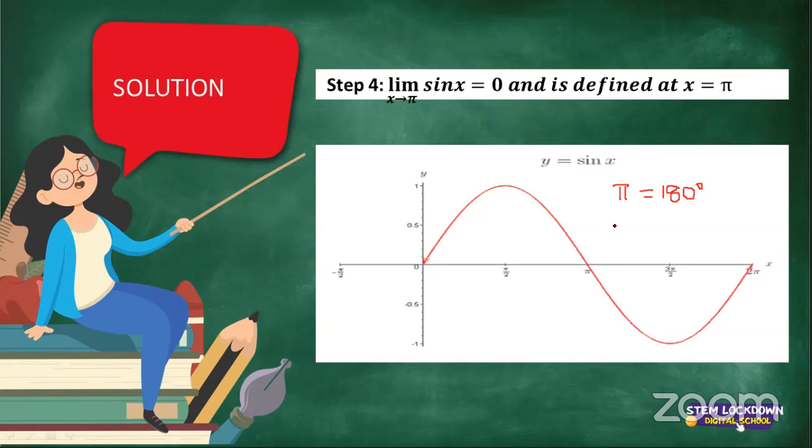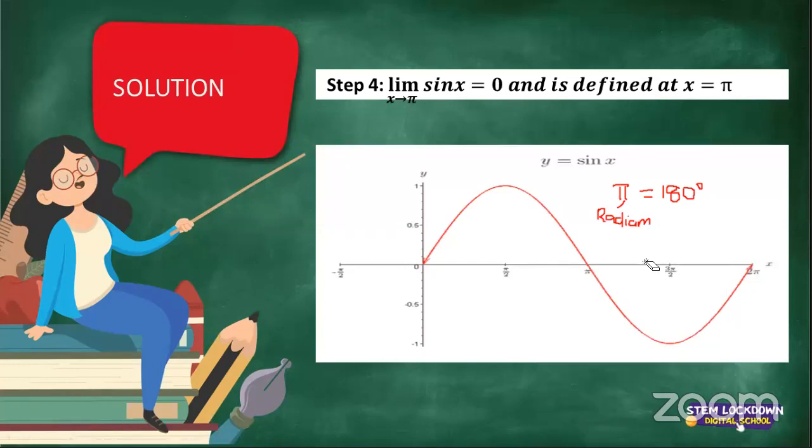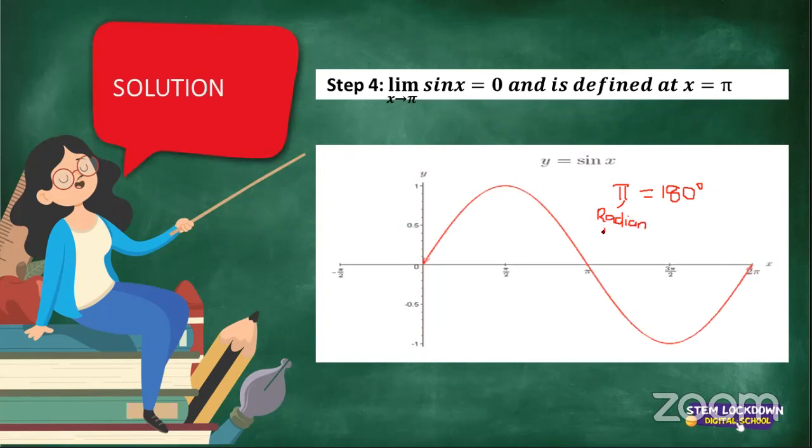So if you're using pi, your calculator should be on radian mode. So it's always important to check the mode on your calculator. So your calculator should be on radian mode, then you will get the correct answer. And then with this one, you use degree mode.